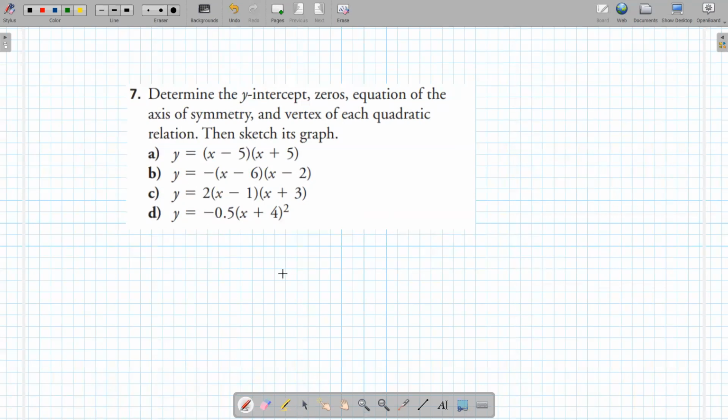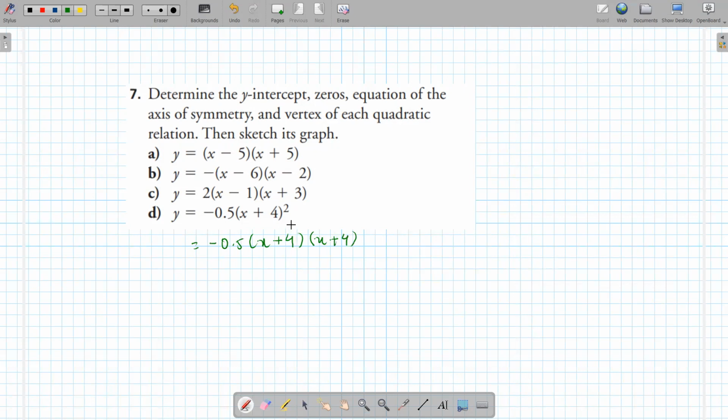Factored? Yeah, so A, B, and C are in factored form. D is also kind of in unfactored form, because you can rewrite D. Again, it says squared, which means it's being multiplied by itself. So D, if you wanted to, you could write it in factored form like this.